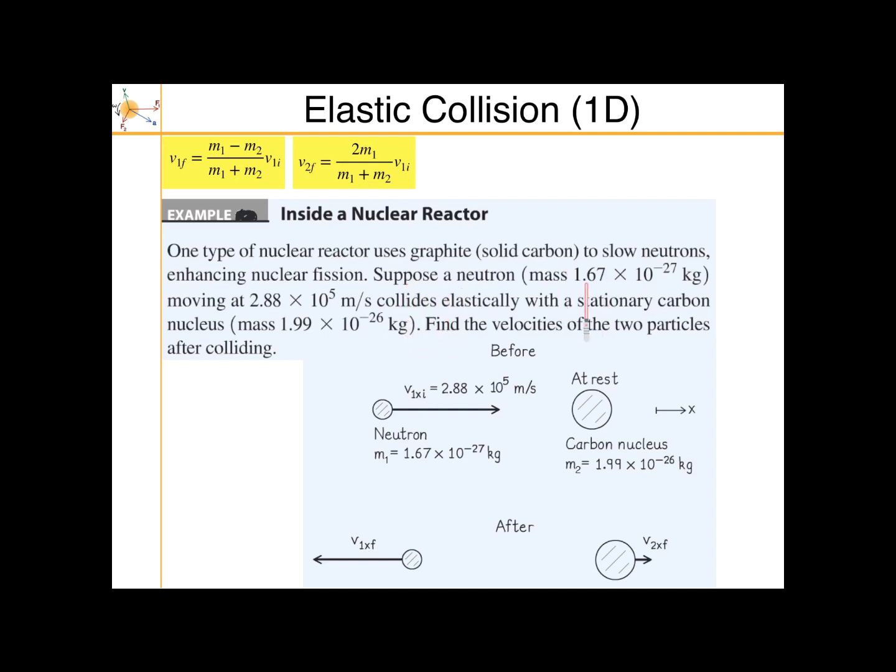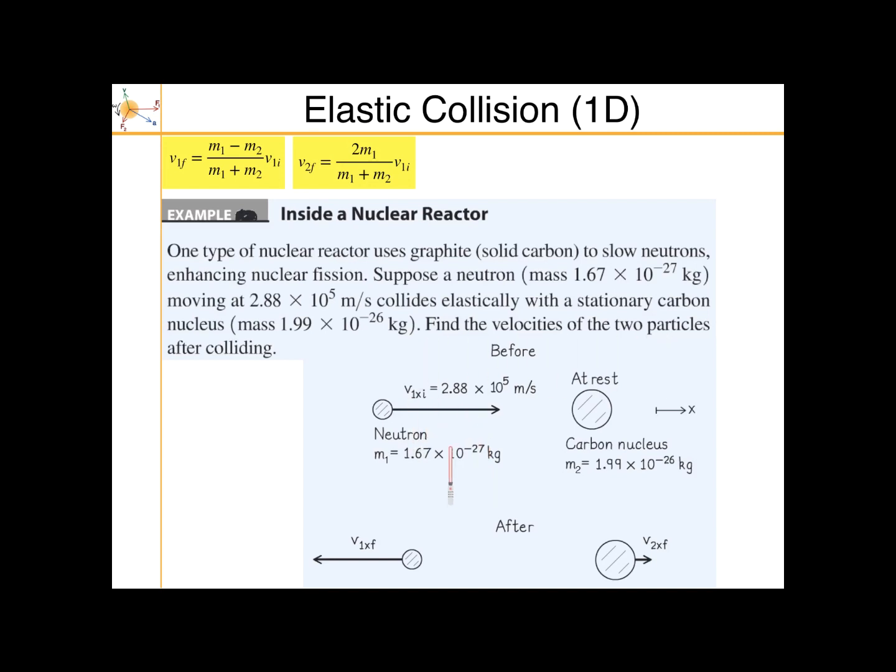So suppose a neutron, which has a mass of 1.67 times 10 to the minus 27 kilograms, is moving at 2.88 times 10 to the 5 meters per second, and it collides elastically with a stationary carbon nucleus, which has a mass of about 1.99 times 10 to the minus 26 kilograms. So the carbon nucleus has a much larger mass, right? Over 10 times more mass than the neutron. So it is much bigger. That means that we expect the neutron to bounce back quickly and the carbon to be moving more slowly afterwards. So find the velocity of the two particles afterwards.